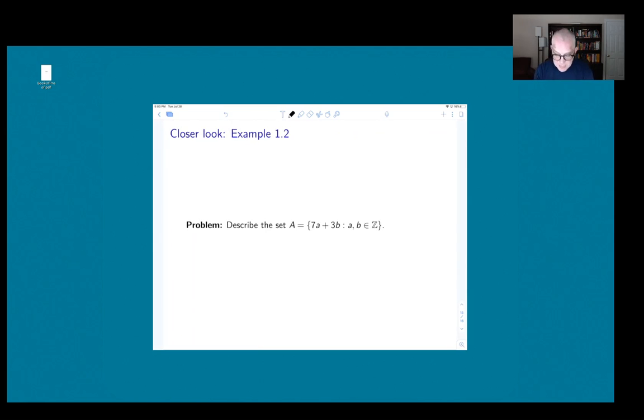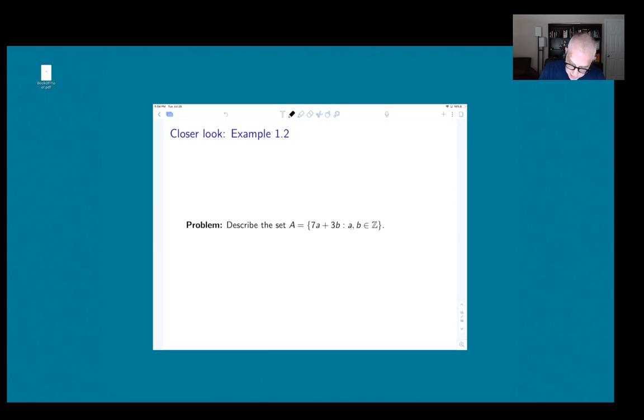So this is example 1.2, and the problem says to describe the set A, which is the set of 7a plus 3b for a, b in Z. So this is another one of these sets where what they're telling you is that as a and b run over the integers, you're going to take 7a plus 3b. Well, so for example, how do you tell if a number's in the set?